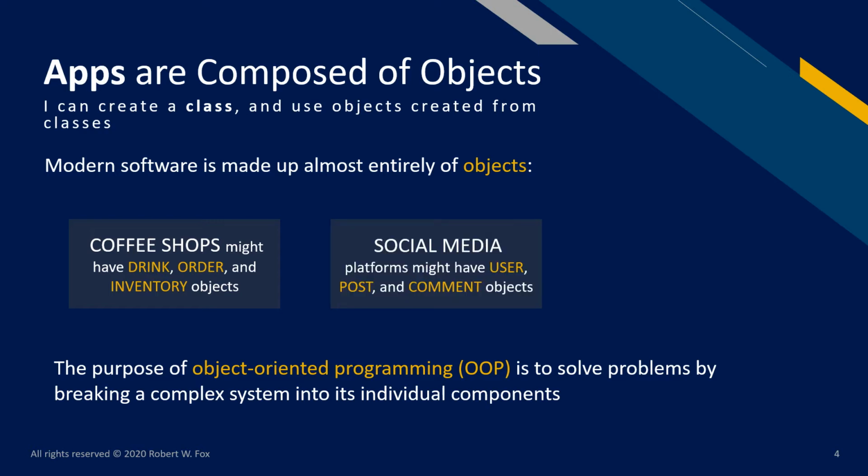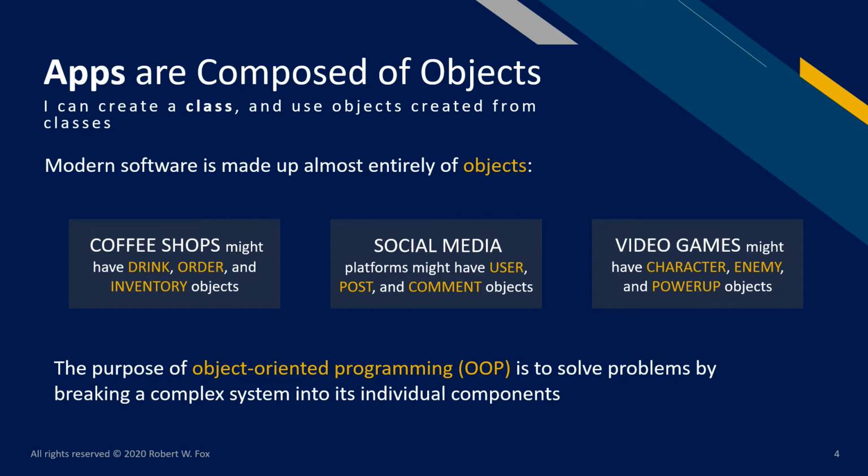A social media platform certainly would have objects to represent the users, objects to represent the posts that the users make, and objects to represent the comments on those posts. And video games might have objects to represent the characters, enemies, power-ups, weapons, the list goes on. See, all of these systems are complicated, but we can make them simpler if we identify the individual components that make up the systems and represent them using an object.